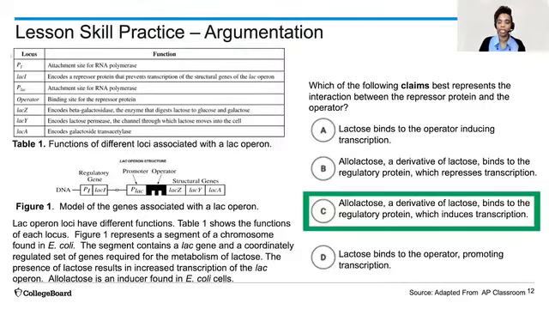Okay, did you choose C as the best answer? Allolactose, that's a derivative of lactose, it binds to the regulatory protein, which induces transcription. Remember, allolactose prevents that protein from binding to the operator, and so the gene is being freed up to be transcribed. And you can see the other options don't fit in with what we described in the lesson.